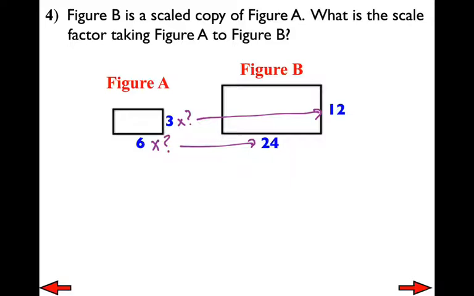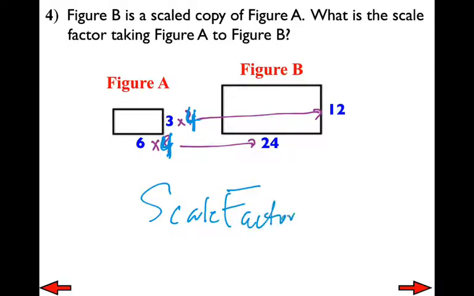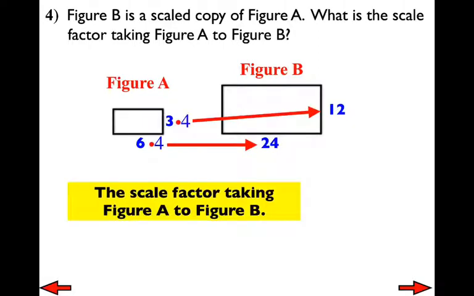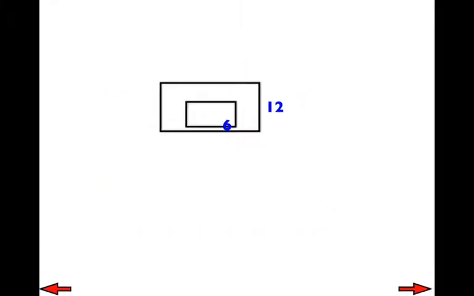Well, clearly, it's going to be 4 because 6 times 4 is 24, and 3 times 4 is 12. So that means that the scale factor is equal to 4. Because once again, we're multiplying each of the side lengths in figure A by 4 to make figure B. And I'll go through it one more time there. And it is 4. So the scale factor taking figure A to figure B is 4.